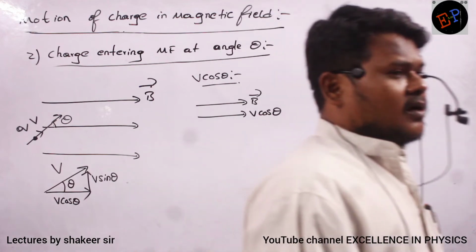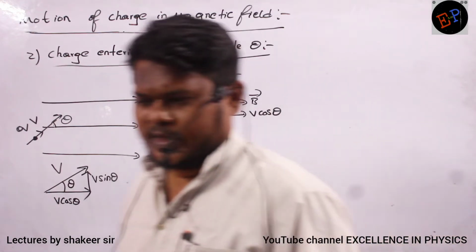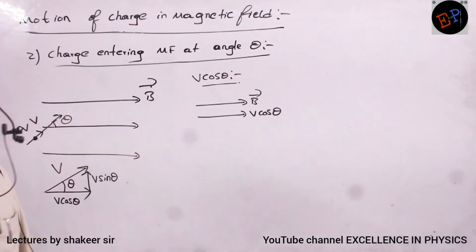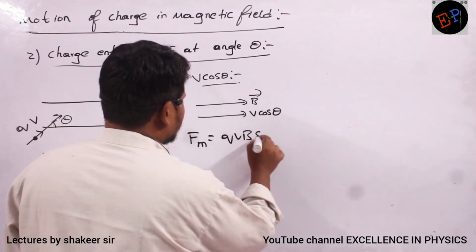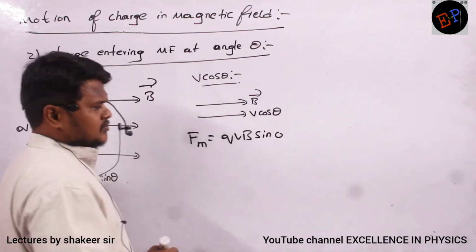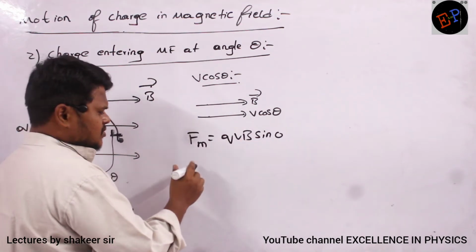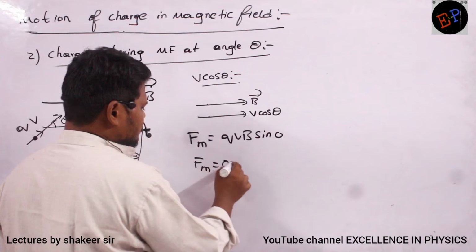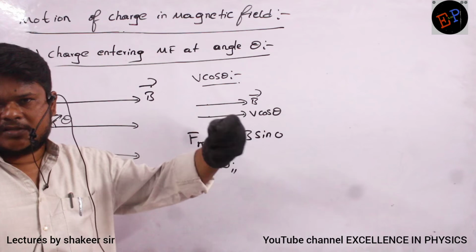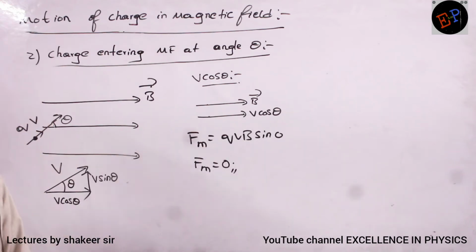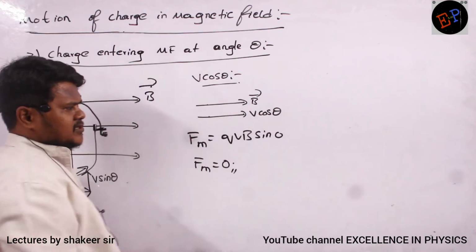Because of v cos theta, will it experience force? No. Why? Magnetic Lorentz force F m is equal to qvB sin 0. The angle between the magnetic field and velocity is 0, no? Sin 0 is 0. So magnetic Lorentz force is 0. Clear? It means because of this velocity, the charge will not experience any force. So therefore, v cos theta continues to be v cos theta and in the same direction.